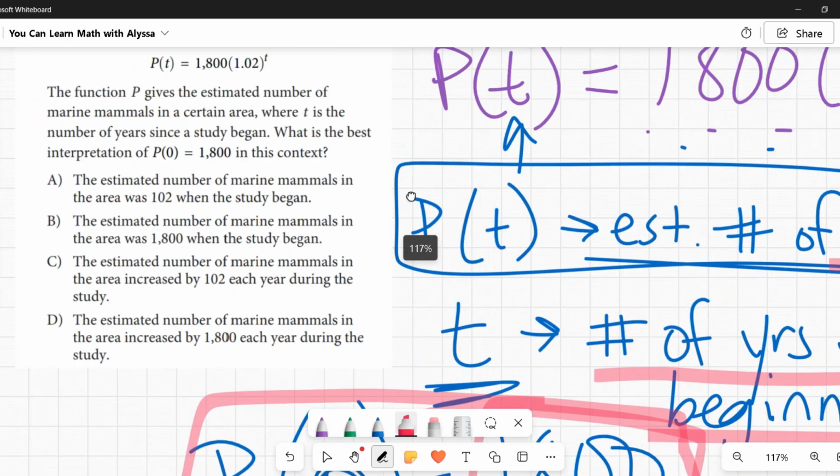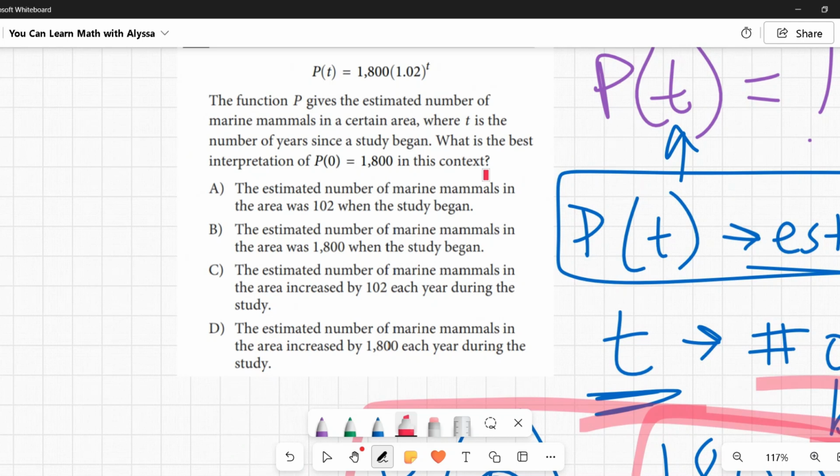All right, so let's look at their options and see which of those is the closest to that. A, the estimated number of marine mammals in the area was 102 when the study began. Nope, not that one. We think it was 1800 when the study began. B, the estimated number of marine mammals in the area was 1800 when the study began. Oh, that looks like it. But again, this is a best-answer question, so let's look at C and D just to make absolutely sure that neither of those is better than the one I've just found.